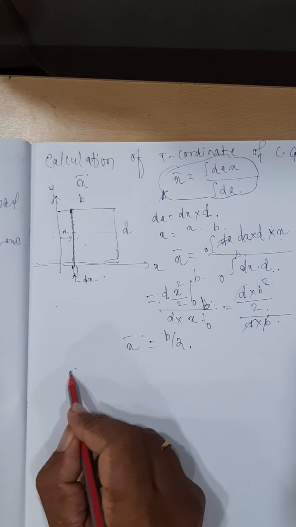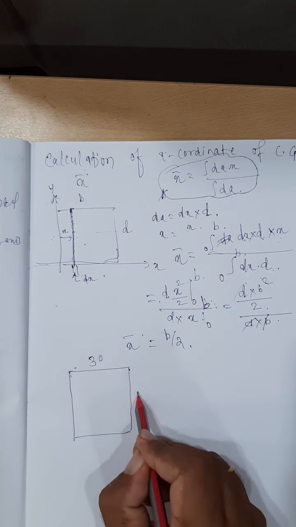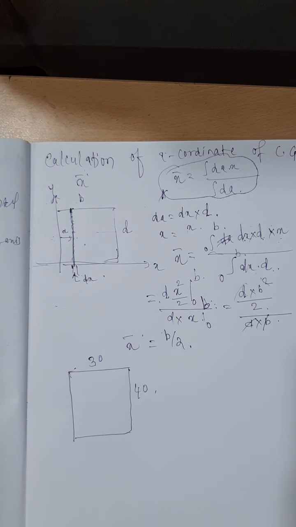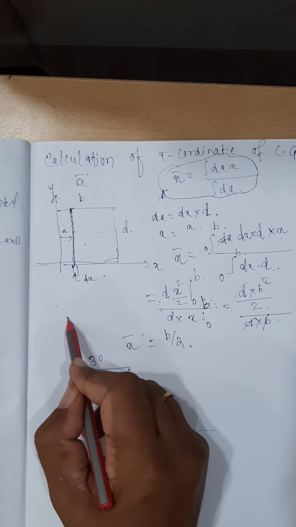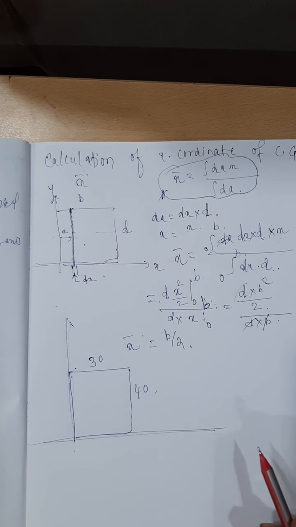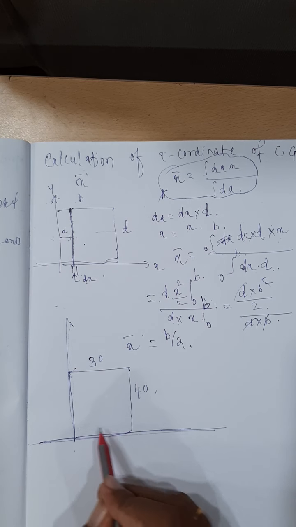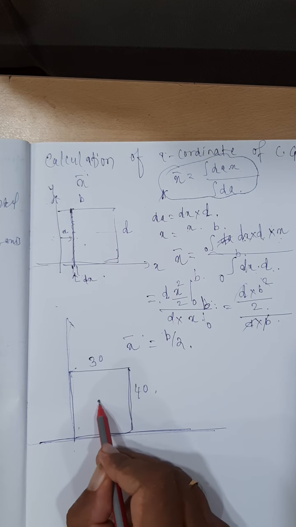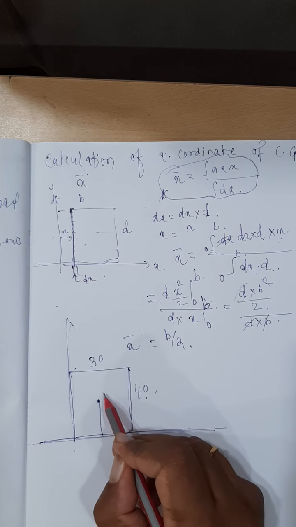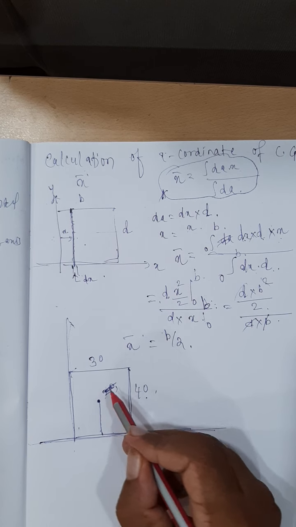If he has given you a rectangle of any dimension, say 30 by 40, and he is asking you the center of gravity of this figure, where we have taken this and this as the reference axes, from here and here we have calculated the center of gravity. So whatever this dimension is, that divided by 2 will be the center of gravity. If this is 40, then this distance is 20. The y coordinate will become 20.